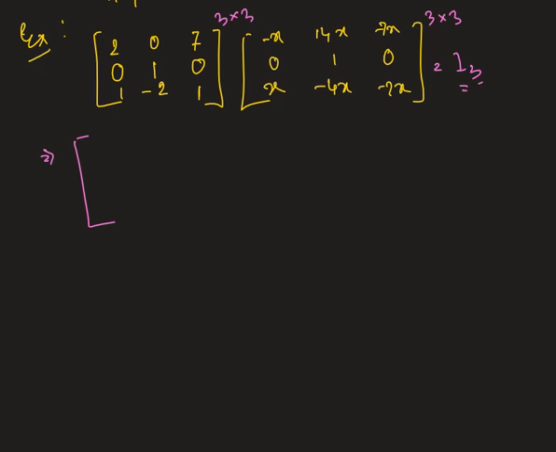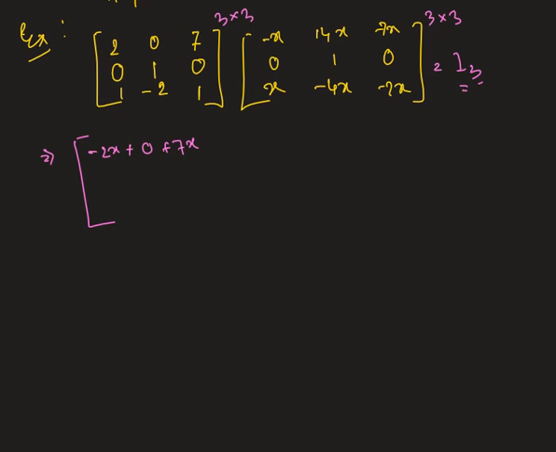First of all, we have to multiply the first row with the first column. The first element is 2 and here the first element is minus x, so the multiplication is minus 2x, plus 0 multiplied by 0. The second element is 0 and in the first column the second element is also 0. So 0 multiplied by 0 is 0, and the last one is 7x.